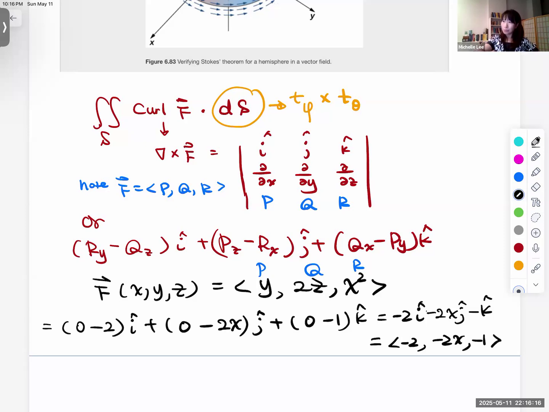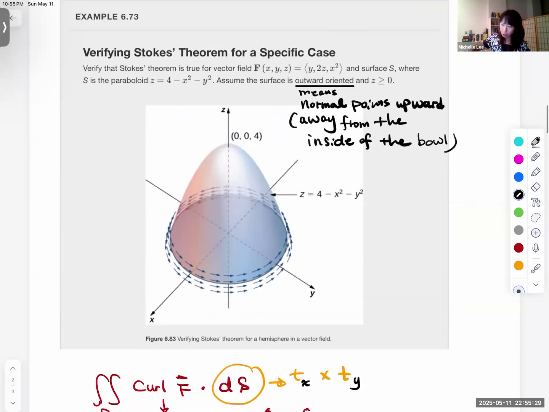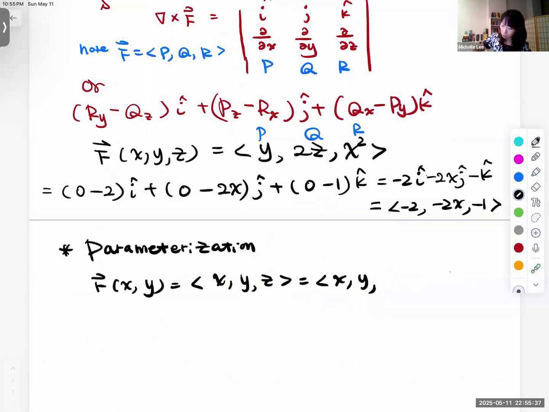Okay, now, all right, so let's make a parameterization. So this is just general. General is always easier. So let's make r of xy equal to xyz there. Then we can express this one as xy, then z, we have the equation, which is 4 minus x squared minus y squared.